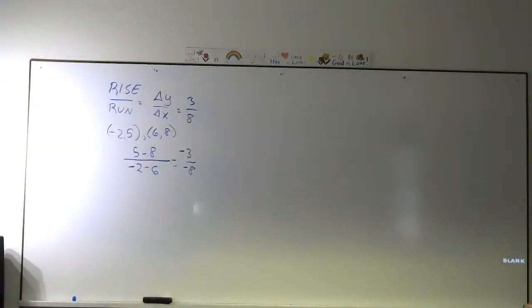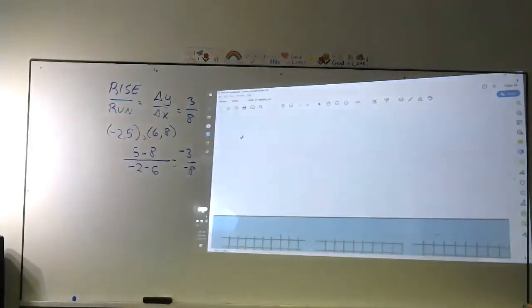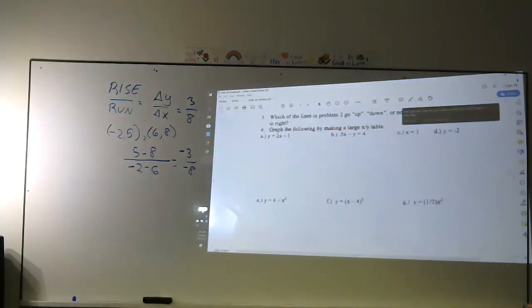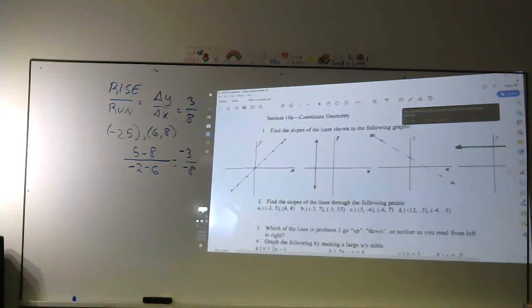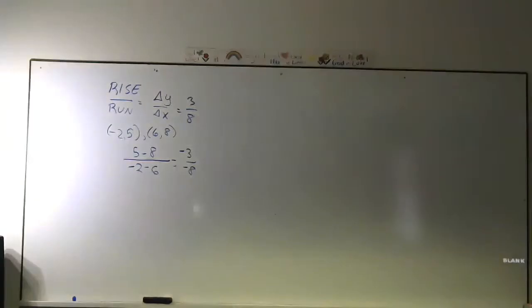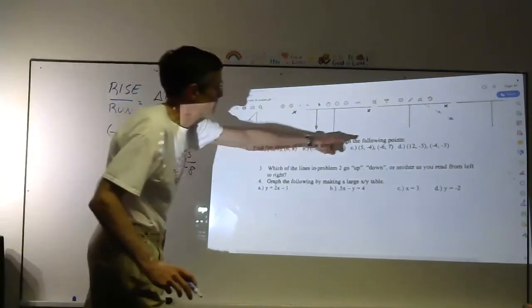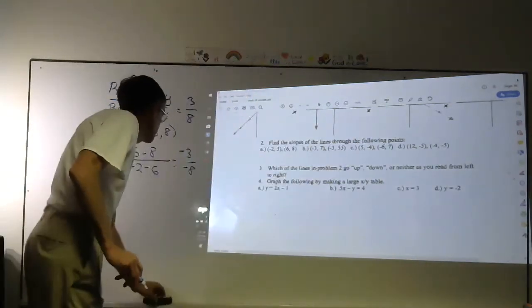Okay? Now I just lost it. Oh, there we are. Let's get back to where we were. Okay, here's where we are. Now I lost it again. I'm not sure what I did, but I did something. There we go. Okay, so let's find the slopes of all the lines going through these points, okay?